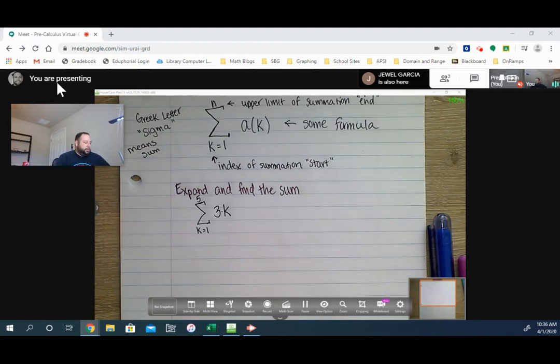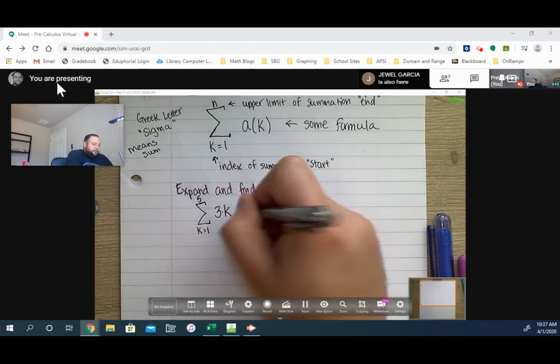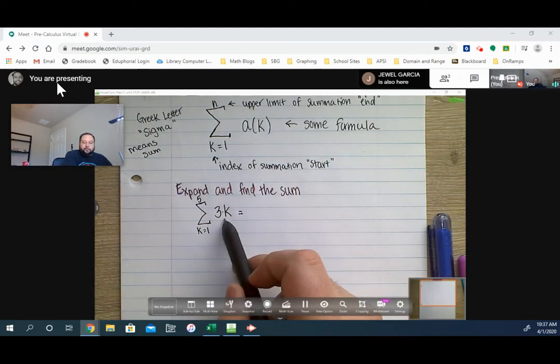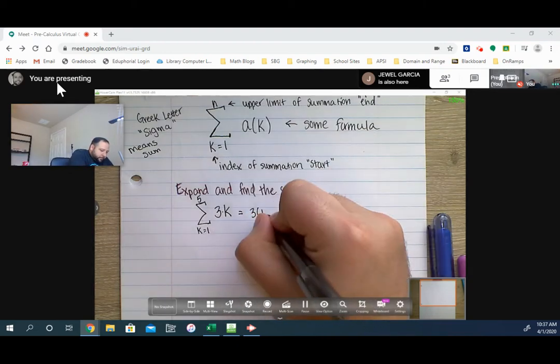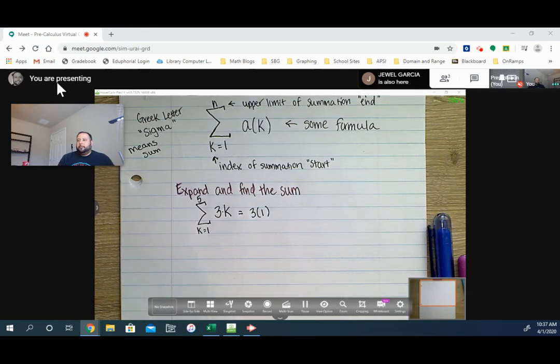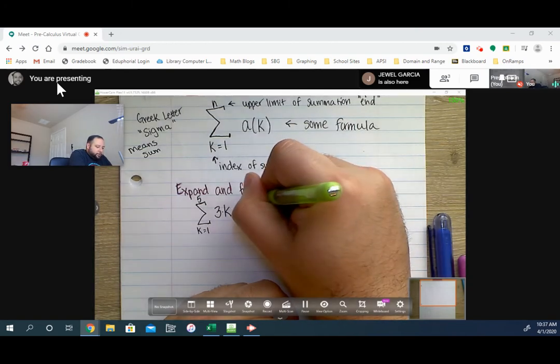Okay, so we're going to do the sum of the sequence 3k, 3 times k, and that's the formula of the sequence. We're going to start when k is equal to 1, and we're going to stop when k is equal to 5. So this would be equal to, so think, if I plug 1 into this formula, 3 times 1 is going to be my first term. This is when k is equal to 1. So I'm going to put that on top here.